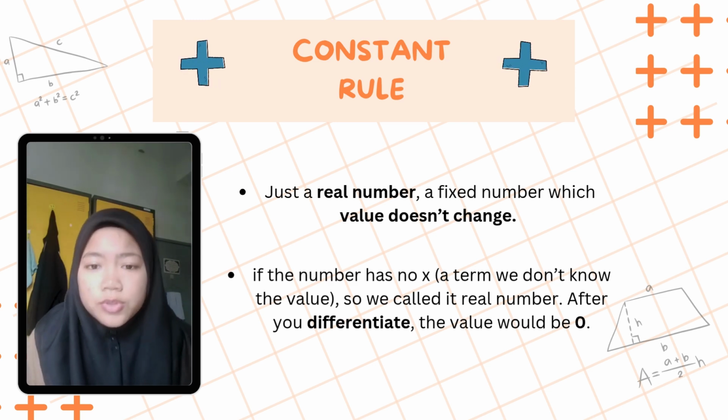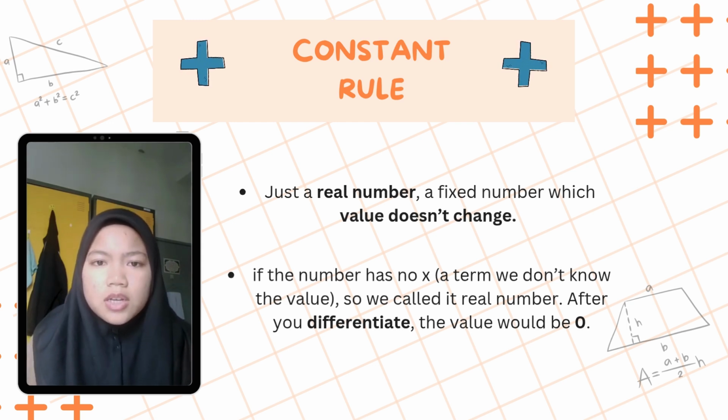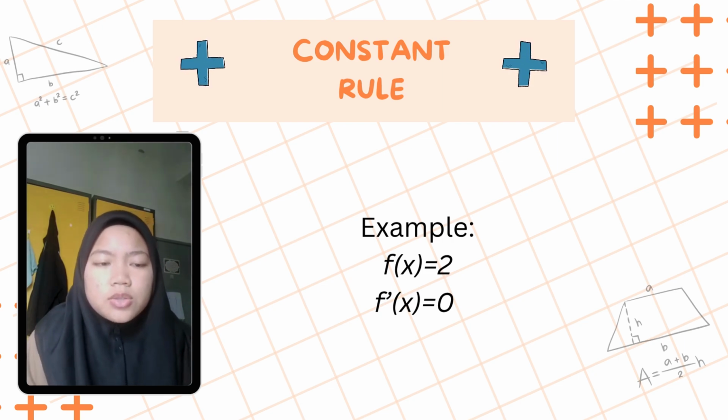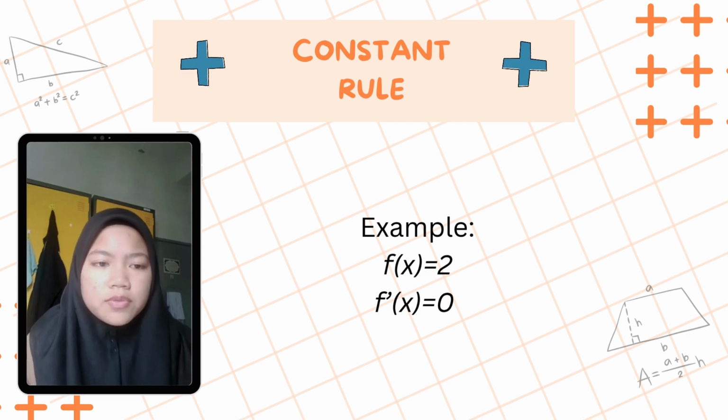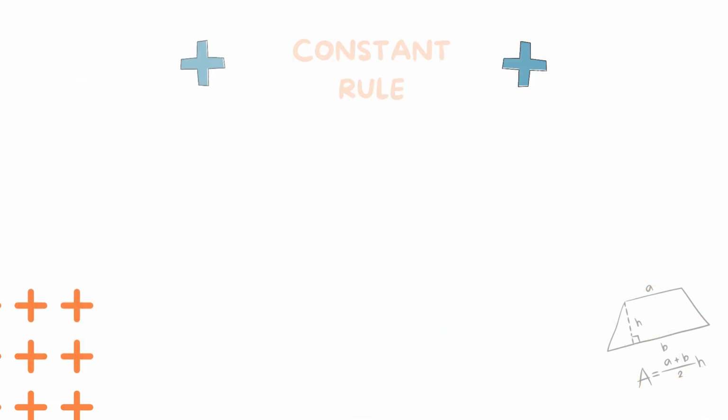To make it easier for you to understand, if the number has no x, we don't know the value, so we call it a real number. After you differentiate that real number, the value would be zero. So if you differentiate a constant number, for example, like 2, 5, -9, or 7, the answer is always zero because the number doesn't change even though the value of x always changes.